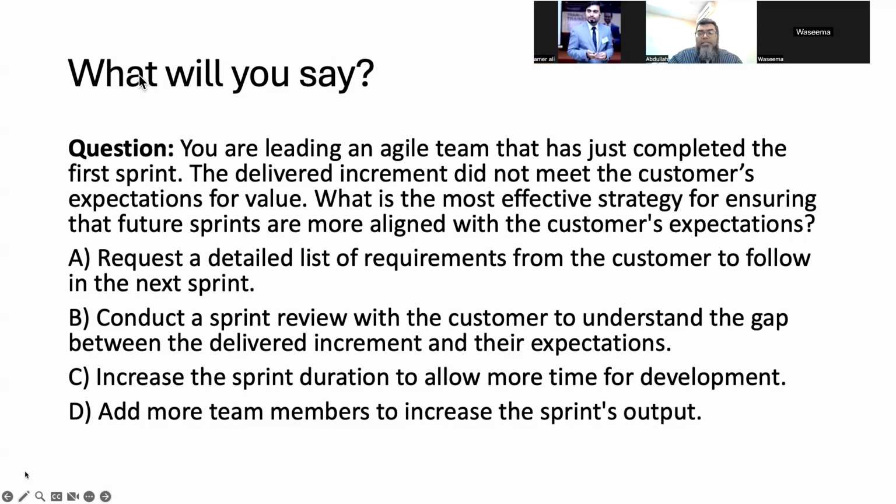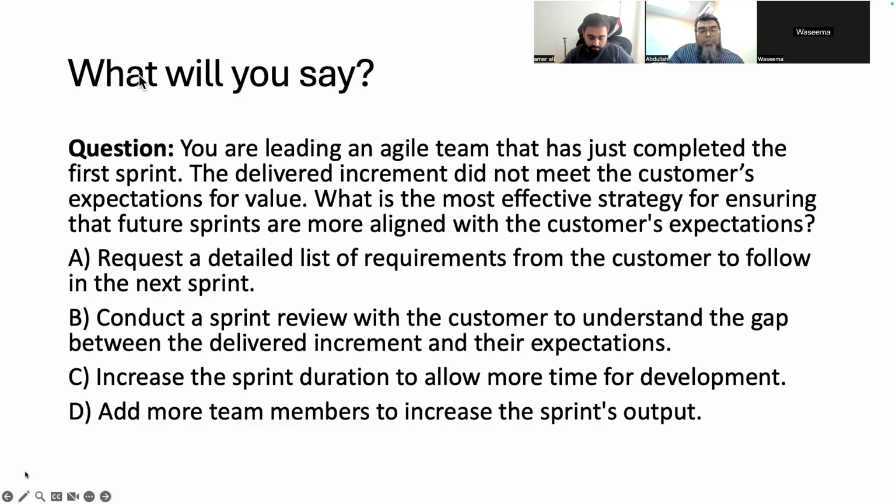What is the most effective strategy for ensuring that future sprints are more aligned with customer expectations? You are leading an agile team that has just completed the first sprint. The delivered increment did not meet the customer's expectations for value. What is the most effective strategy for ensuring that future sprints are more aligned with the customer's expectations? A, request a detailed list of requirements from the customer to follow in the next sprint. B, conduct a sprint review with the customer to understand the gap between the delivered increment and the expectation. C, increase the sprint duration to allow more time for development. D, add more team members to increase the sprint output.